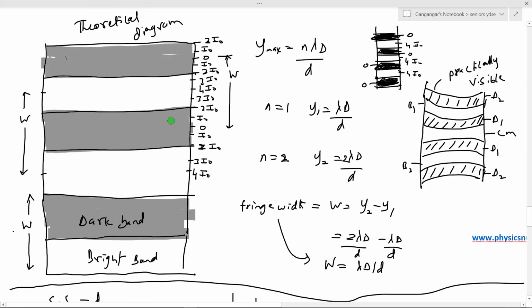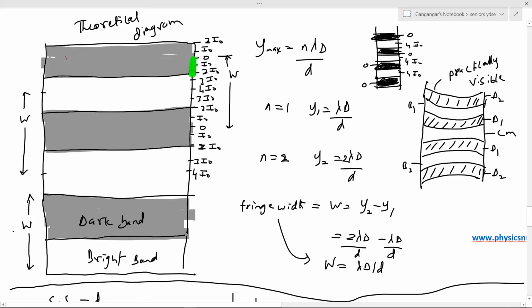Okay, here we define a fringe width. What is one fringe width? The distance measured from the center of the bright band to the center of the dark band. This distance is what I'll call one fringe width. Or what shall I do? The distance measured from the center of the dark band to the next center of the dark band. This will become one fringe width.